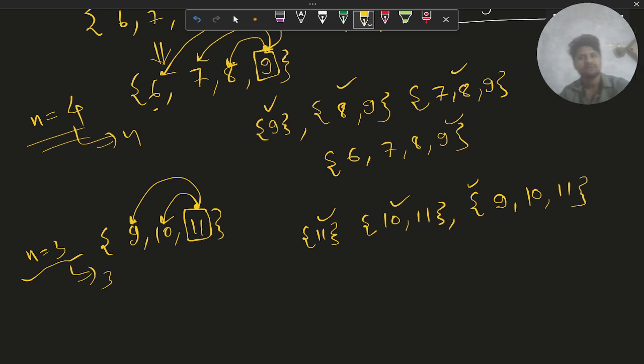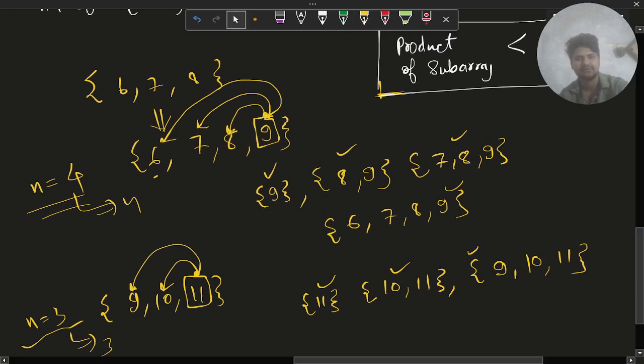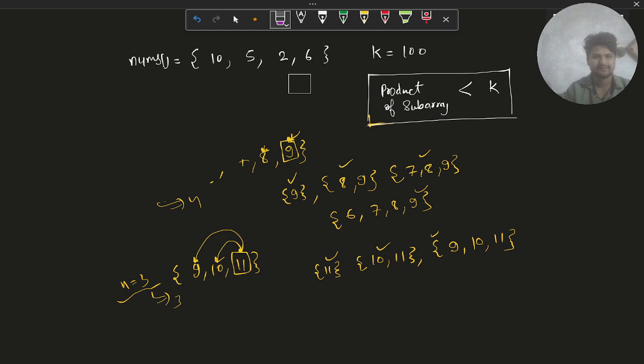Okay, so this is the concept you have to remember, because in this question it is going to be used. How are we going to use it? Let's see in a while. So let me erase this first.